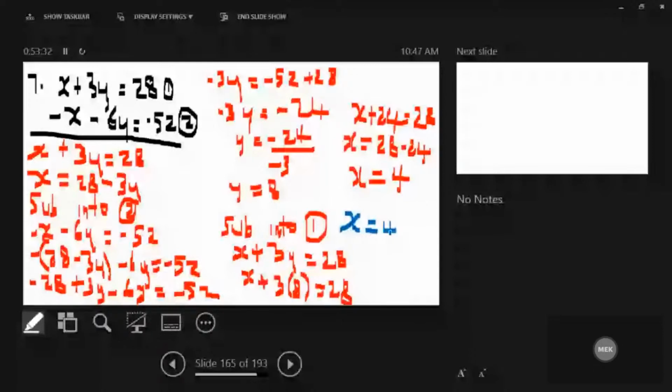So let's check if those add up. 3 times 8 is 24. 4 plus 24 is 28. Negative 6 times 8 is negative 48. Negative 4 minus 48 is negative 52. All right, so the last example.